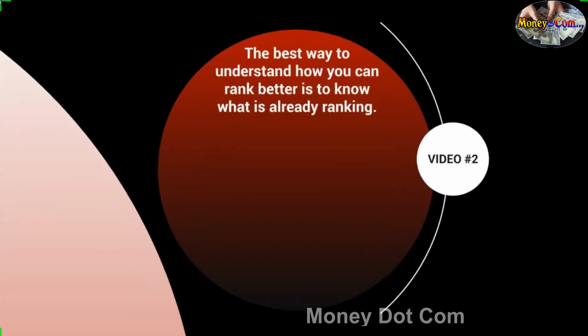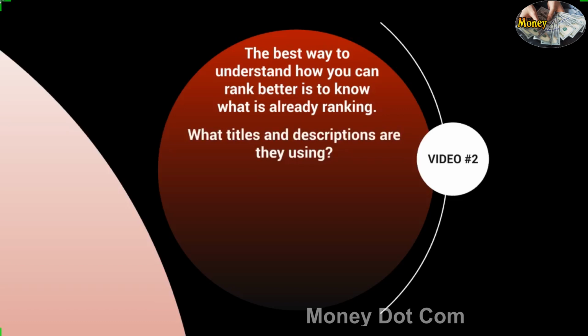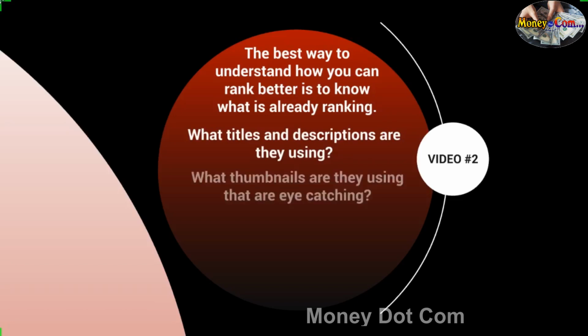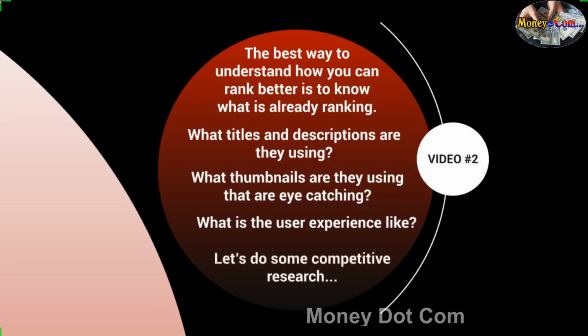You see, the best way to understand how you can rank better is to know what is already ranking in your niche or your market. So what we want to do here is analyze the videos that are on the top. And I want you to specifically look at what titles, what descriptions they are using, and what thumbnails they are using that are eye-catching. And what is the user experience like when you click through those videos? So let's go ahead and do some competitive research.